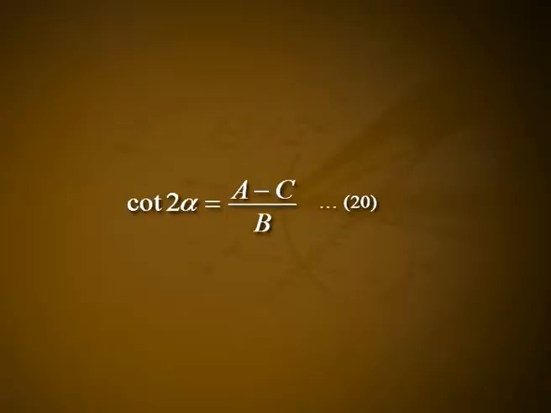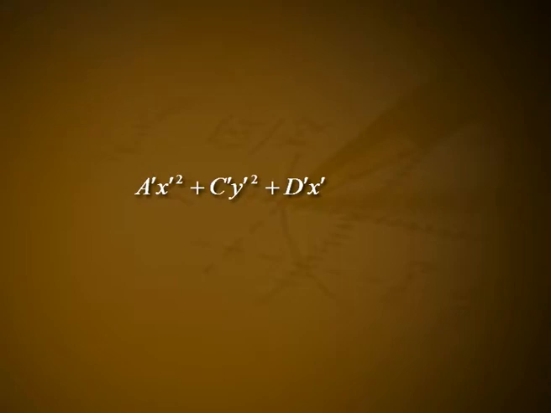As we have seen, if B ≠ 0, then rotating the coordinate axes through an angle α that satisfies the equation cot 2α = (A − C)/B, equation 20, will change equation 19 into an equivalent form A'x'² + C'y'² + D'x' + E'y' + F' = 0, equation 21, without a cross product term. Now, the graph of equation 21 is real or degenerate.